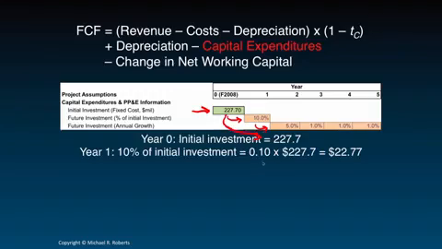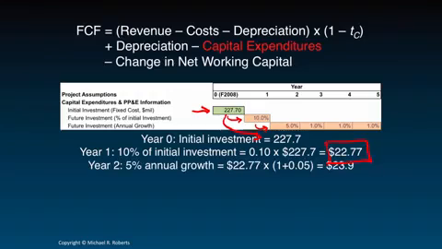For year 1, we're going to take 10% of that $227 million to get $22.77 million. And then, let me clean that up a little bit. For year 2, we're going to grow that at an assumed 5%. So we compound up the $22.77 million at 5% to get a forecast of capital expenditures in year 2 of $23.9 million.